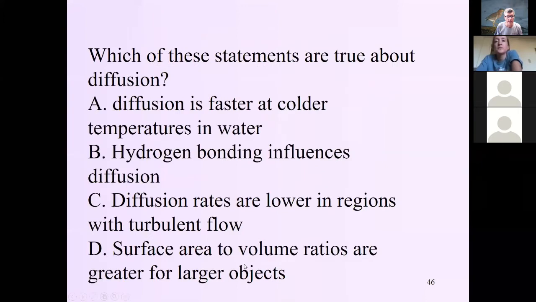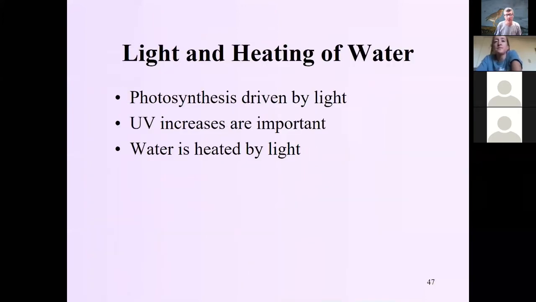All right. So we're changing topics here, because we've been talking about movement of chemicals through water, and now we're going to talk about light and heating of water. These interact with each other, and the properties of diffusion are also related to it. You can get diffusion of heat.